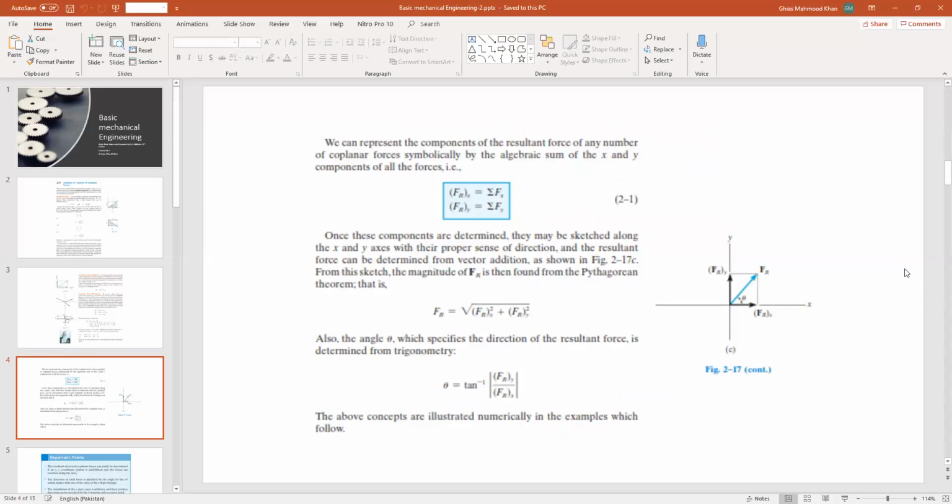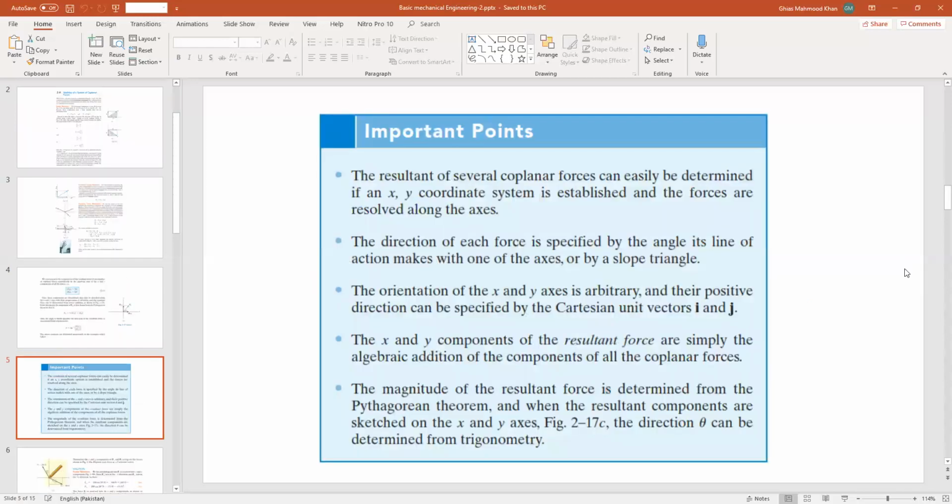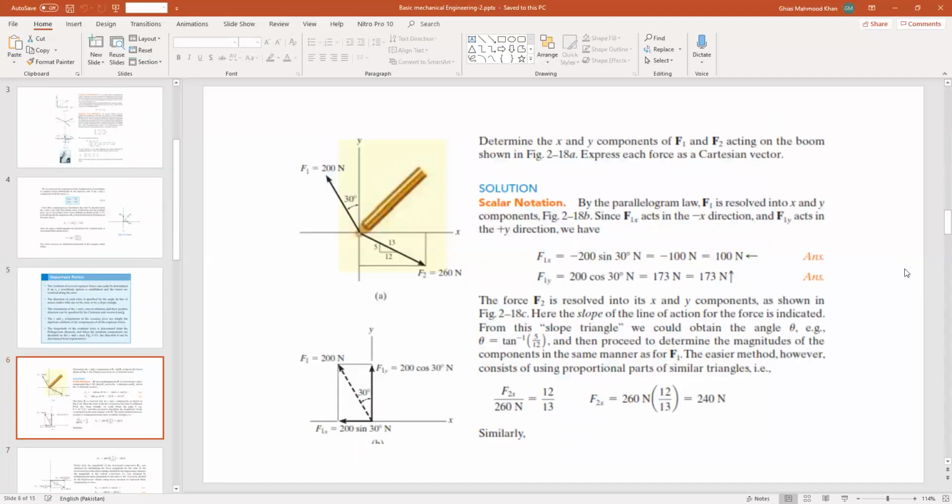This is as mentioned in this one, and similarly you can draw the direction of that resultant force. And these are some important points as we have discussed before. You can go very easily through those ones. And now we go for a couple of examples.